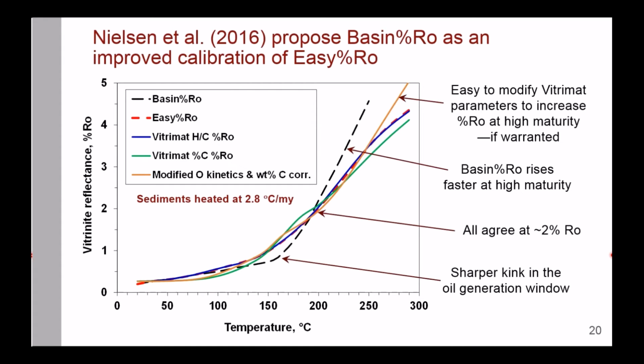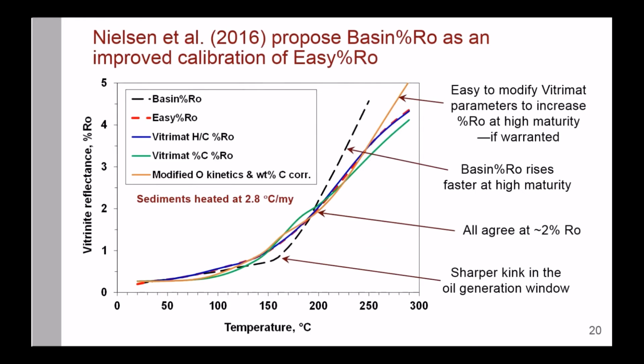So here's now a comparison of these various things, reflectance versus temperature at a heating rate of 2.8 degrees per minute. So here's the Basin R0 with this sharp break. The Vitrimat and the modified Vitrimat come here. They don't address this sharper break. In fact, if anything, they make it worse. And the EZR0, as you can see, agrees with the hydrogen to carbon ratio as designed. So the question is, which is right?